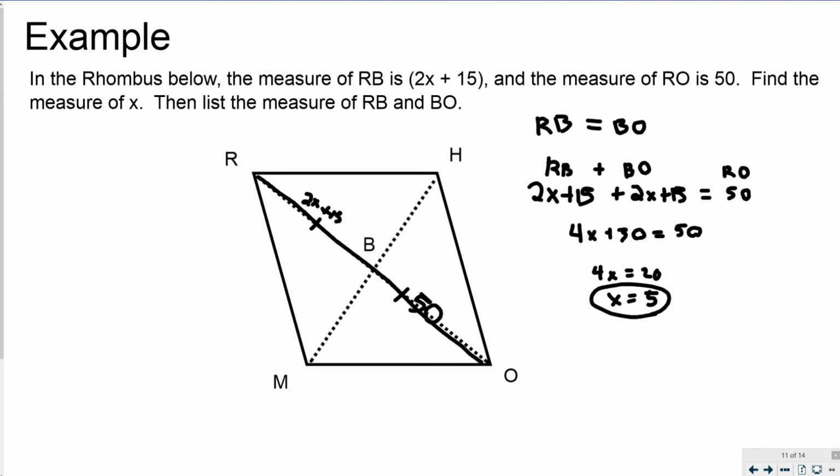So I found the measure of x, and then I substitute it in, and then I can tell you that RB is 25, and BO is also 25.